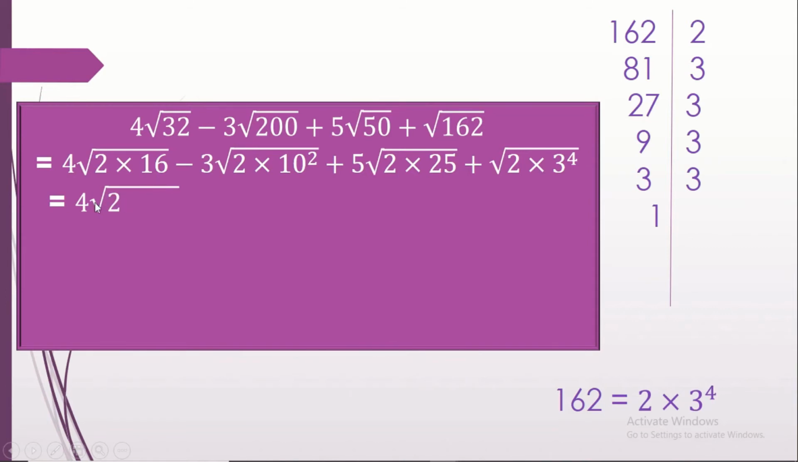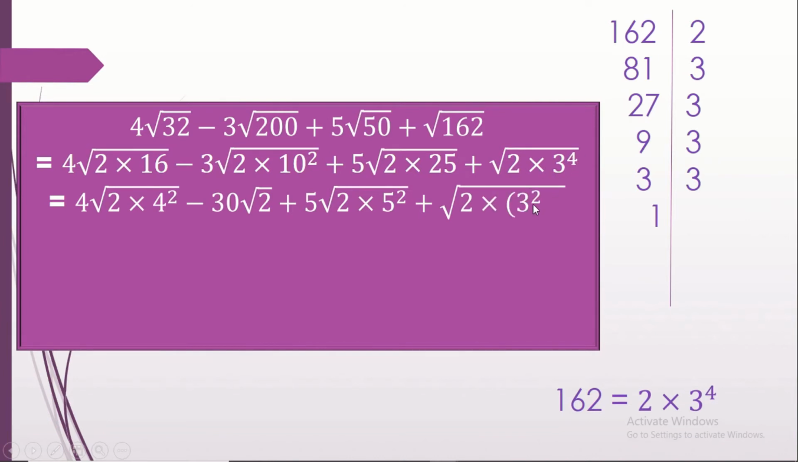Here 16 is 4 squared, so it's 4 radical 2 times 4 squared, minus; here we can get rid of 10 outside the radical, since we have times. 10 times 3 is 30. 5 radical 2 times 25, which is 5 squared. Here is radical 2 times 3, we divide the power by 2, so it's 3 squared all squared, since 4 divided by 2 gives us 2. Well, 4 we can write outside the radical. 4 times 4, 16 radical 2, minus 30 radical 2, we write it. Here 5 squared outside the radical: 5 times 5, 25 radical 2, 2 remains below the radical.